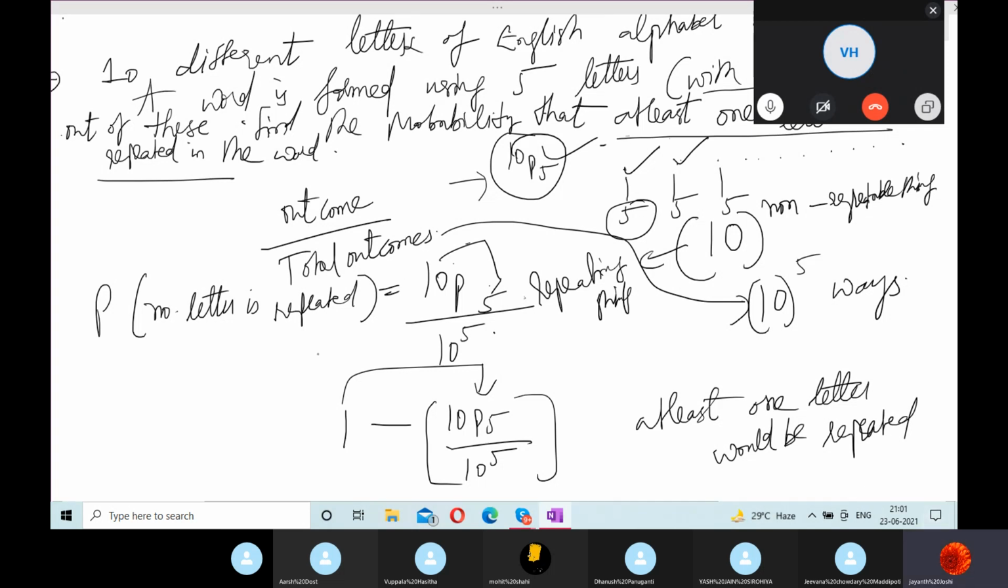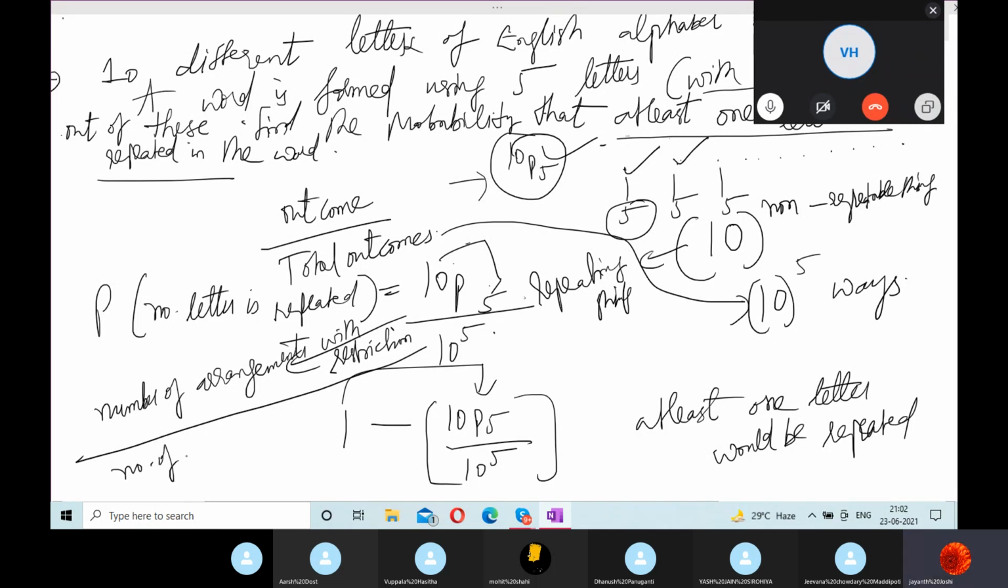So here I can write the formula. The formula here is number of arrangements with restriction, that is 10p5, divided by number of arrangements without restriction. That means repetition can happen. Yes, this is the formula. All of you make a note of this.